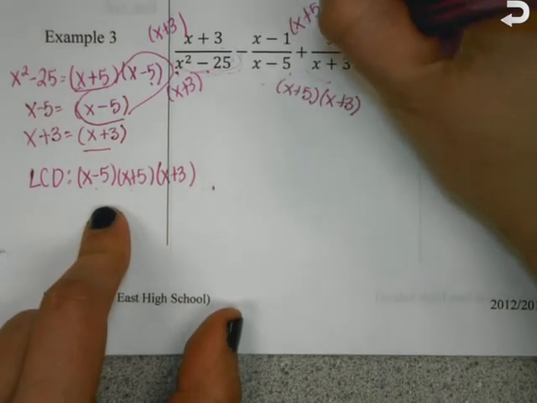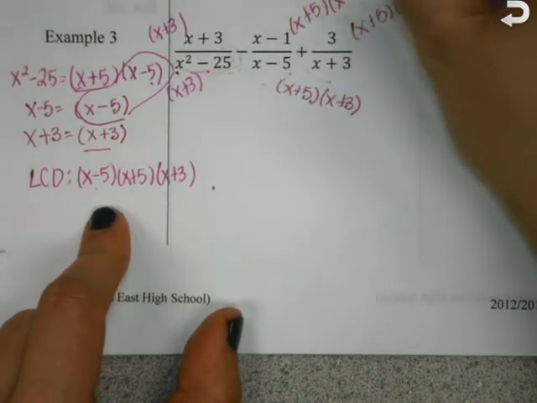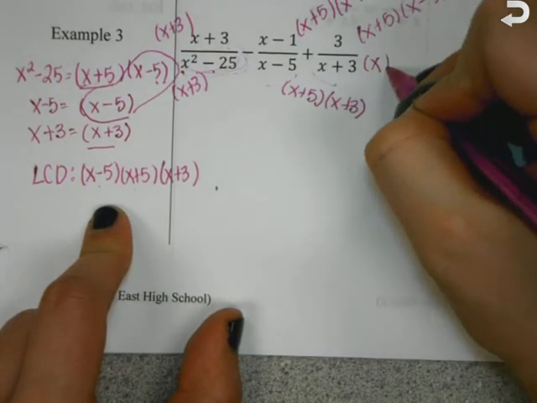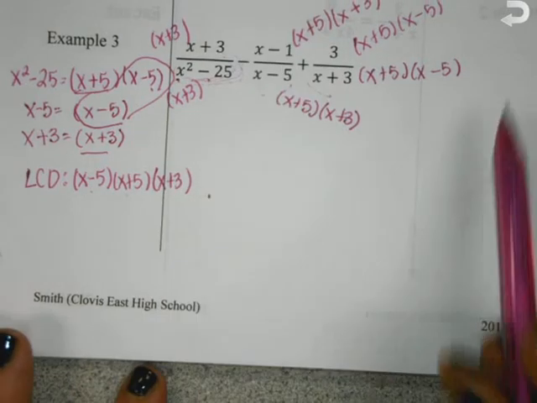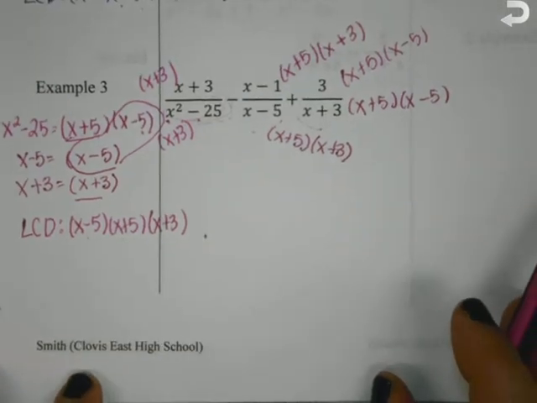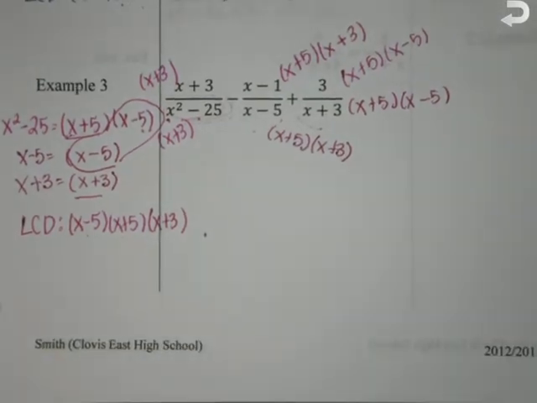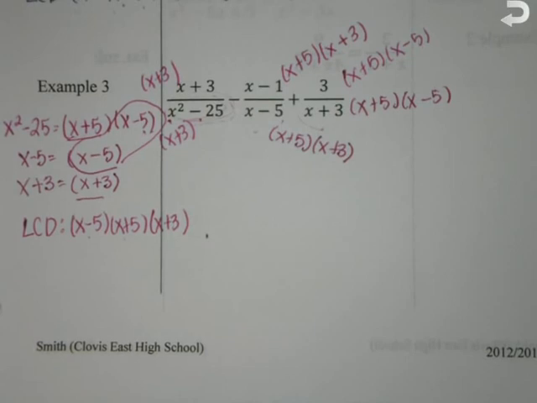Now, this is the hardest part of the entire problem. Everything from here is FOIL, distribute, and combine like terms, which you all know how to do. It's just a matter of patience. So that's what I want you guys to try while you're doing your homework. Do not give up just because this looks like a lot. I know it's a lot of work, okay? But you can do it.